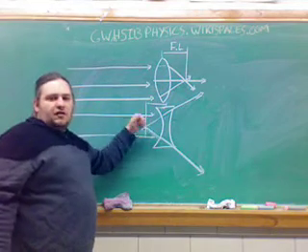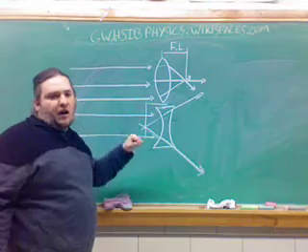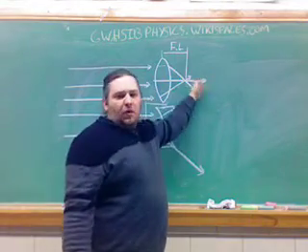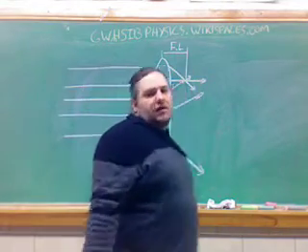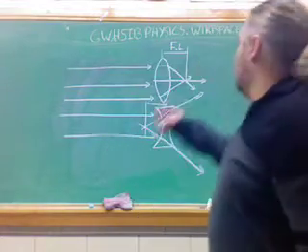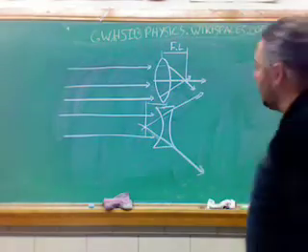It's not real. There are no real rays of light traveling through that point, while this one's a real point. It has real rays going to it. Okay? Now we're going to look at ray tracing for the convergent, and then we'll look at ray tracing for the divergent. All right?